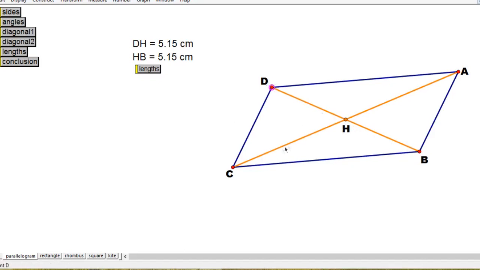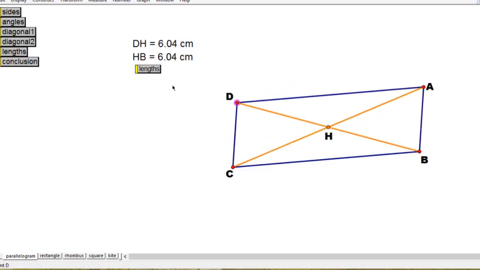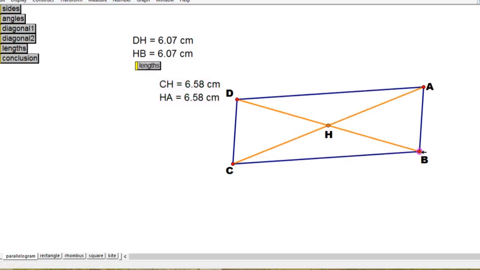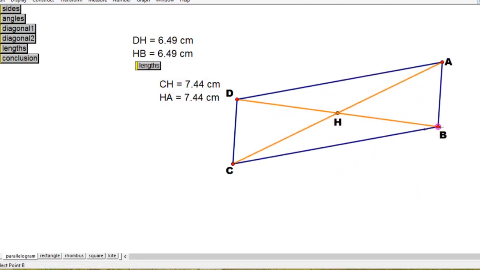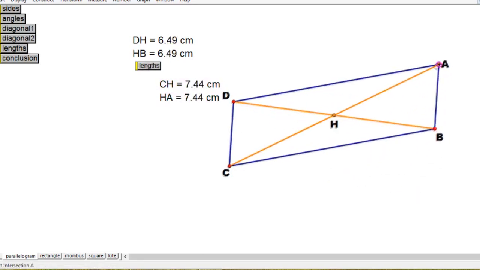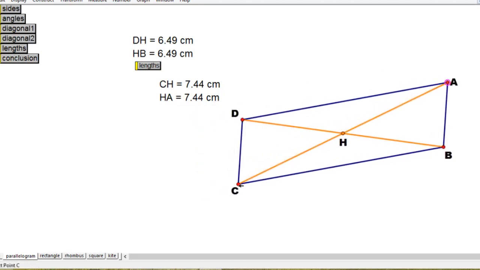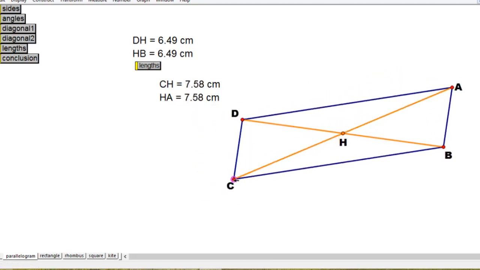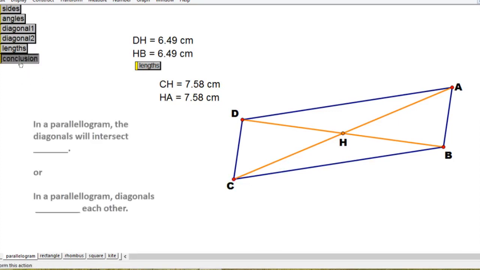Let's take a look also at segment CH and segment HA. And the lengths are, if I drag, you can make your own observation about that. So, what can you say about the two diagonals, the two orange diagonals? Where do they intersect? And this is the new conclusion regarding parallelograms.